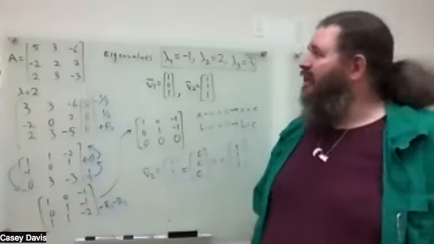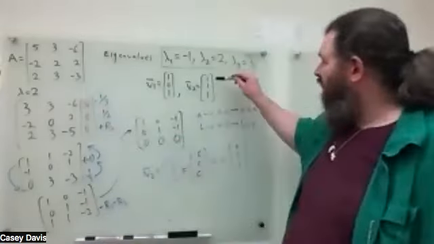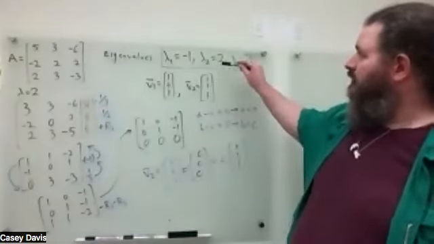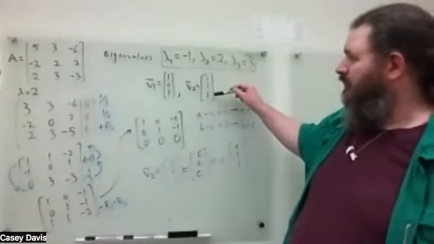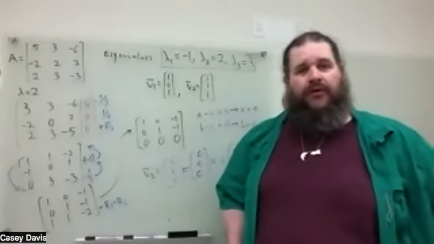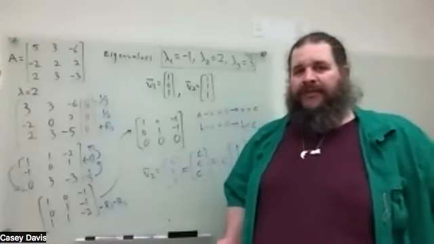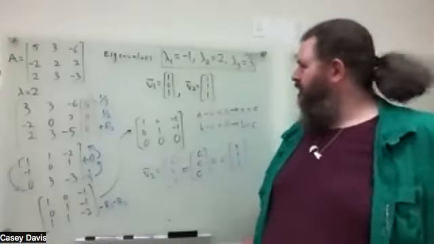And again, you could check that by multiplying the matrix times this vector. You should get exactly 2 times this vector. That is 2, 2, 2. So try that on your own just to verify, but that should be the result.